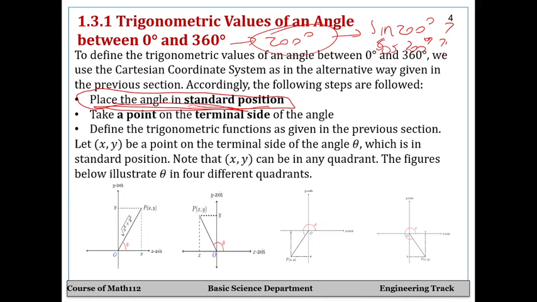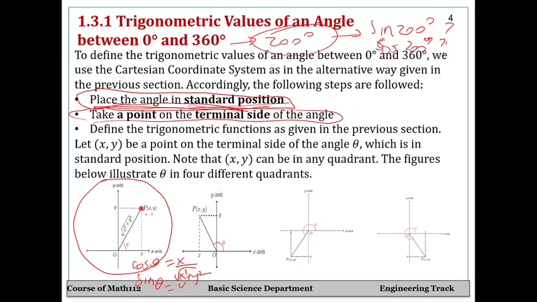Now, first, place the angle in standard position. Take a point on the terminal side of the angle. And this is what we do exactly in the previous lesson. In the previous lecture, we learned if we have a point here on the terminal side of an angle, so we take this x and y point, and then we say cosine theta is x over square root of x squared plus y squared, and here sine theta is equal to y over square root of x squared plus y squared. We can take its square root, and then we write the tangent also. We do exactly the same thing.